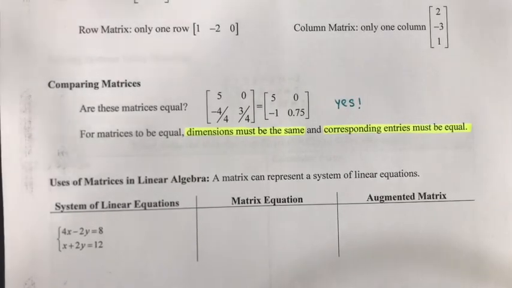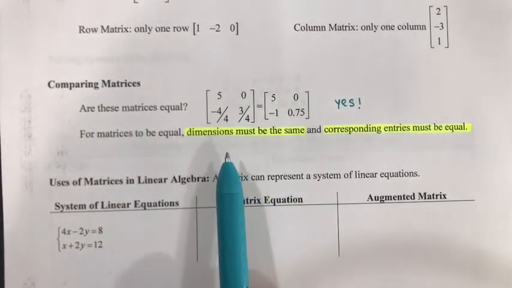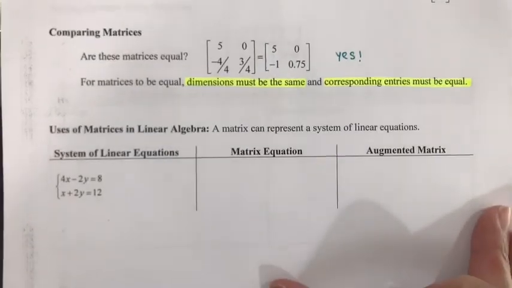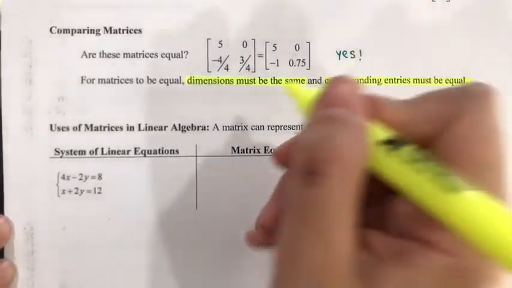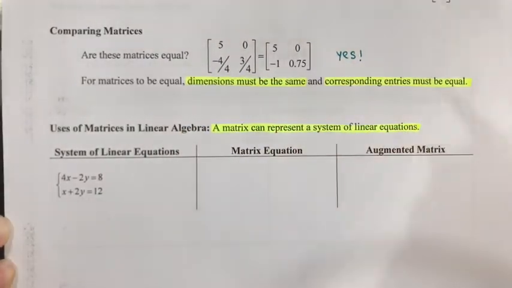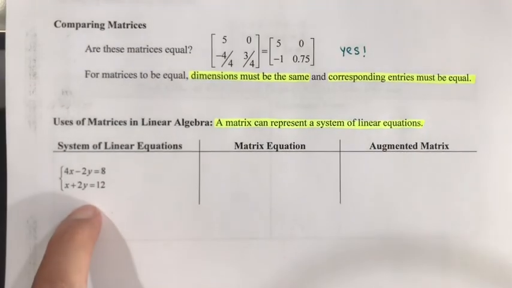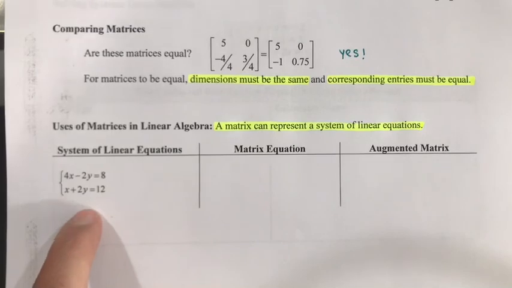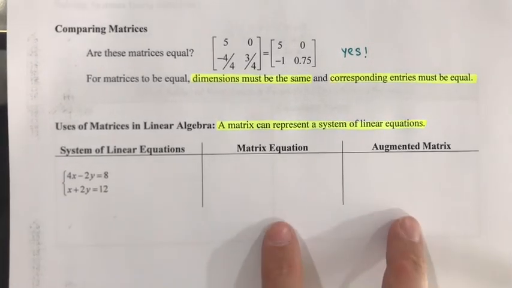Okay, now what is the purpose of a matrix? I know we've seen these arrangements. They're rectangular shapes of numbers. The reason why we like to use matrices is that they can represent a system of linear equations. Okay, so if I have the same system as our warm-up, I just rewrote it over here. I can write it 2 different ways.